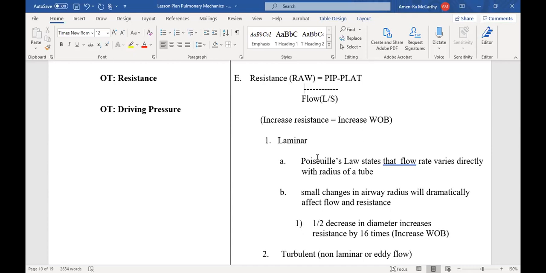Laplace says that because of surface tension, alveoli tend to collapse, right? Smaller alveoli tend to collapse when connected with larger alveoli because of surface tension. But because of surfactant, we can defy that law, okay?